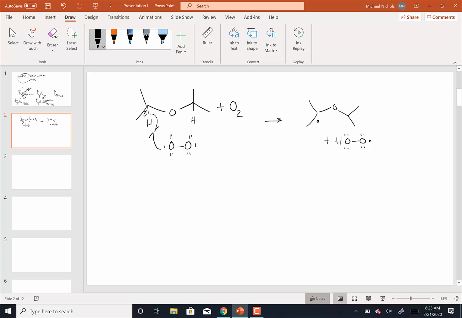And now I just couple those two radicals together. So I'm going to take this and this radical with half arrows and couple them together to form the peroxide. So as far as free radical mechanisms go, that one's pretty short.